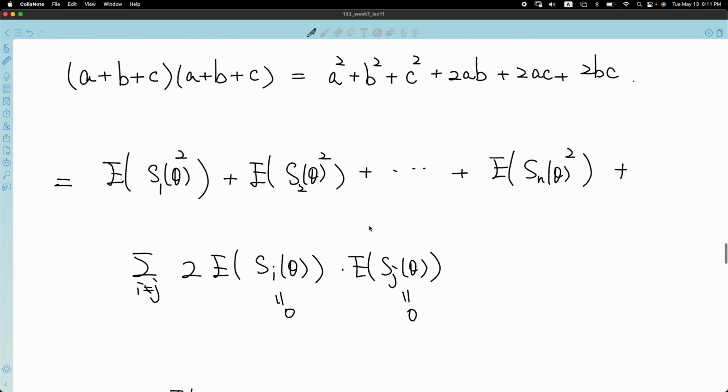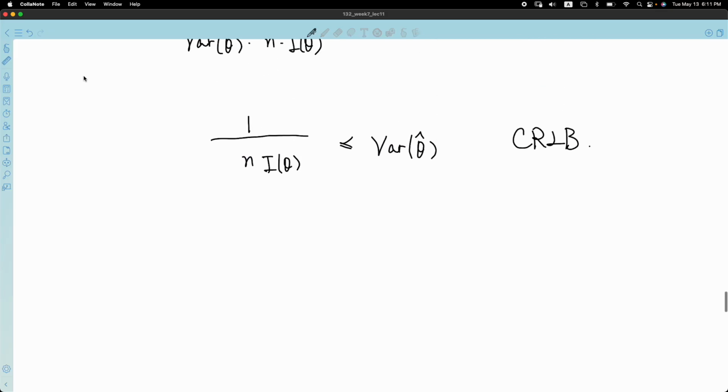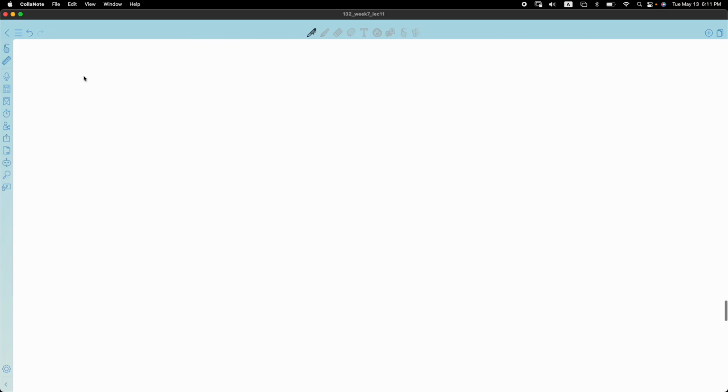Okay, so that is the lower bound, and then, yeah. Okay, so now let's continue. Any question or comments for this part? Okay, so that is a lower bound for your variance. And now let's continue our exercise.